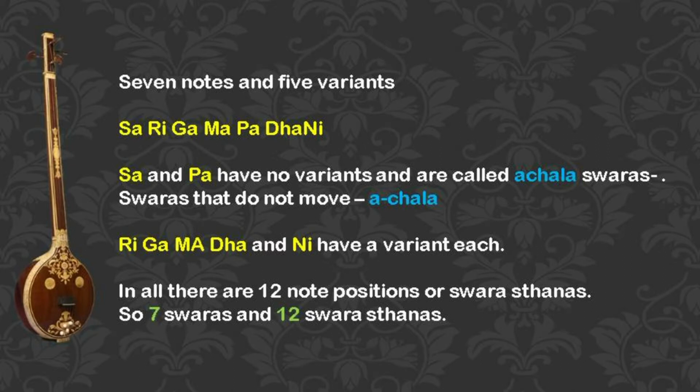We don't say there are 12 swaras. We say there are 12 Swarasthanas. There are 12 positions which can be occupied by a swara. There are very good reasons for not calling them 12 swaras. We will look at it very shortly.